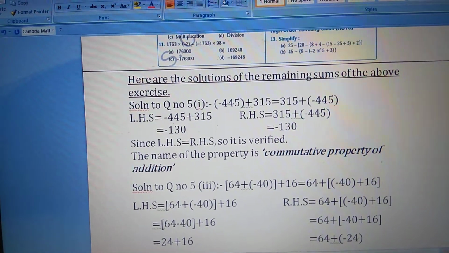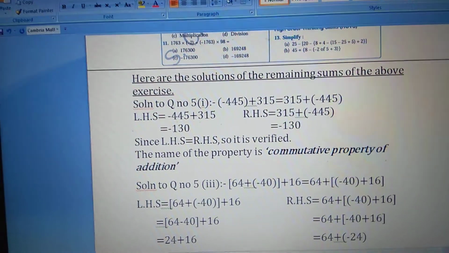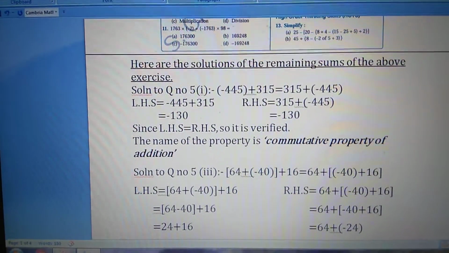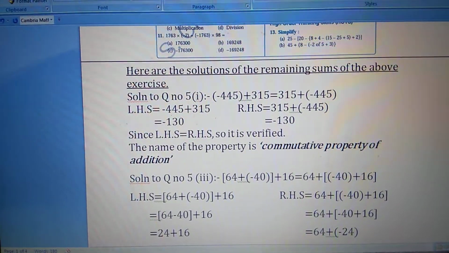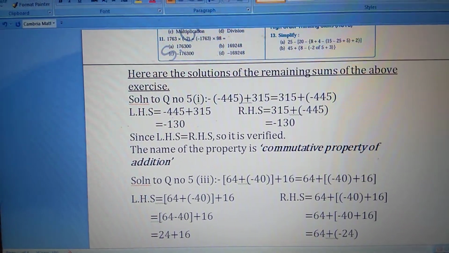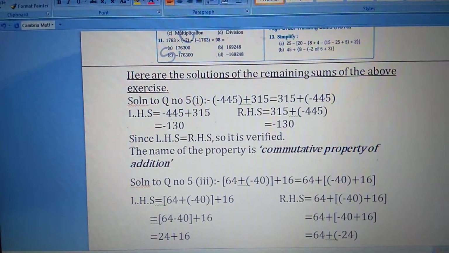The point at which we have got left hand side equal to right hand side, we can say that our given expression is verified. As it is verified, we can write the name of the property. So here commutative property of addition is used.